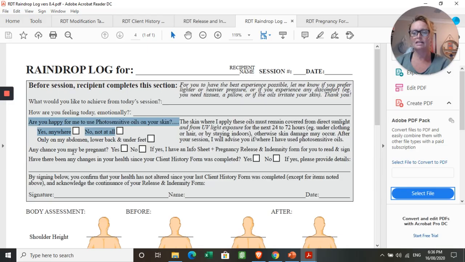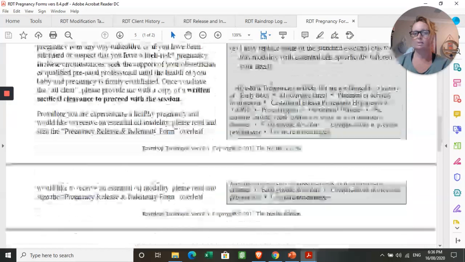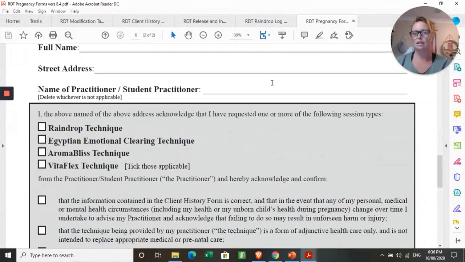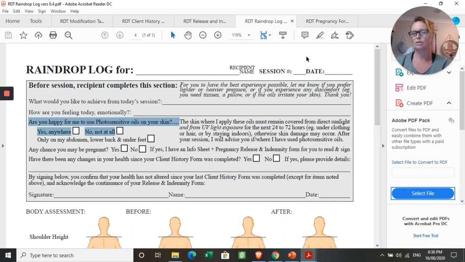Or is there any chance that you may have been pregnant? They may change information here from no, I'm not pregnant, to yes, I am. If that's the case, then you want to change straight away to a release and indemnity form, which looks like this, with the information they can read on one side and the pregnancy release and indemnity form on the other. Really important, guys, you want them to complete it at every single session, okay, while they're pregnant. Coming back to the raindrop log now.